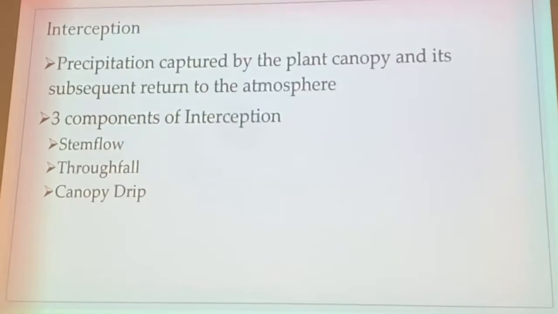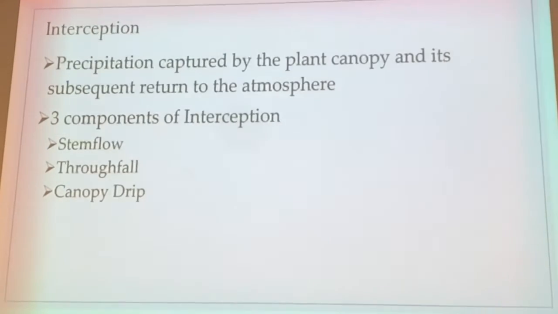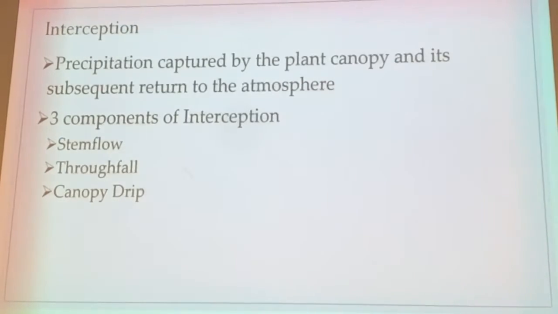bathe ourselves with. So within interception, we have 3 components: stem flow, throughfall, and canopy drift.